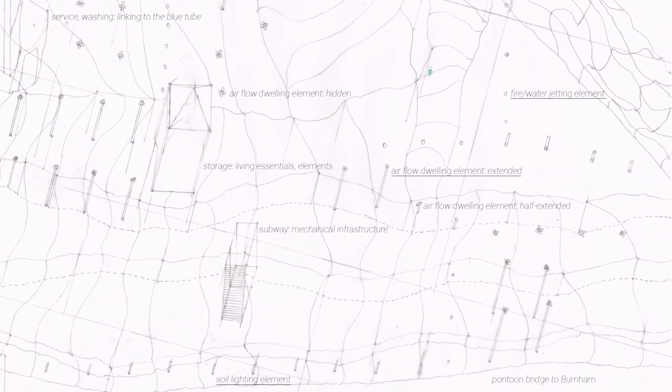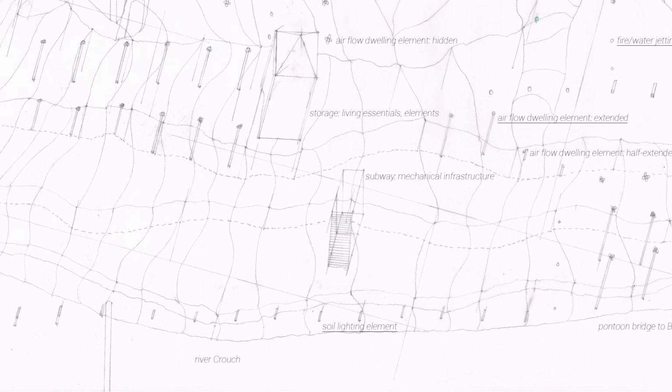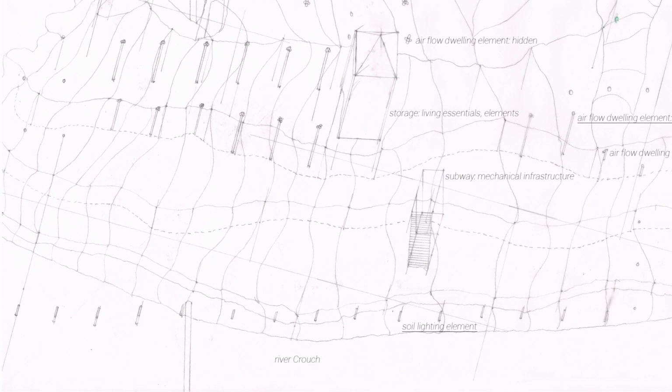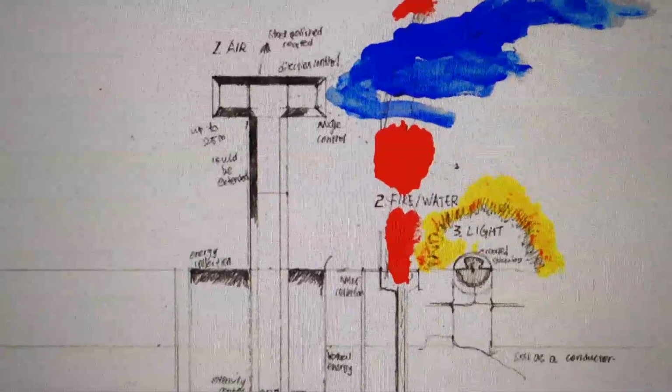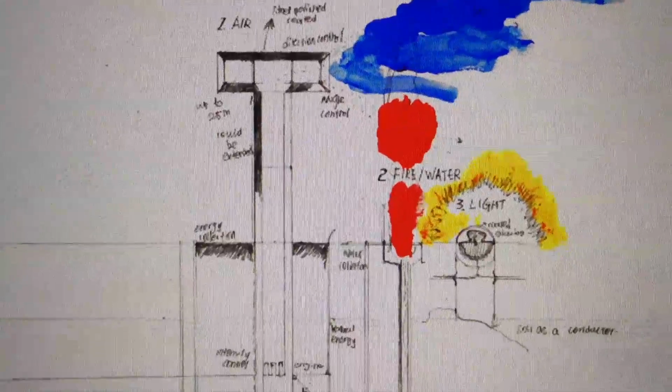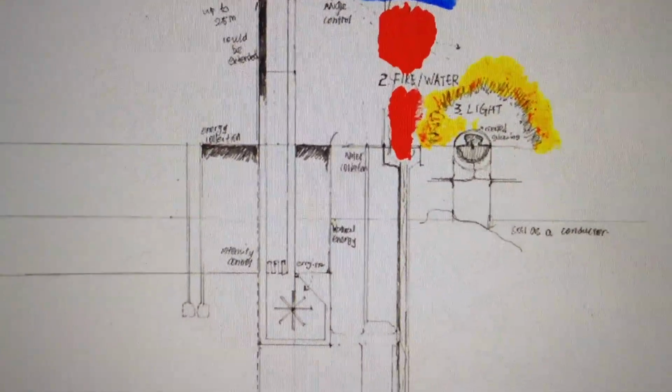We are surrounded by three physical objects, which are called the three follies. They are responsible for the air-flow-formed dwelling system, the fire-water jetting system, and the soil lighting system. The three follies are essential objects for providing dynamic content and an adjustable environment for living, studying, and entertaining.